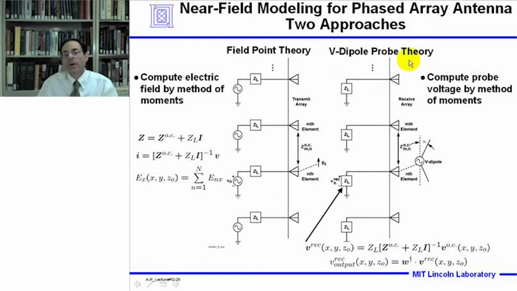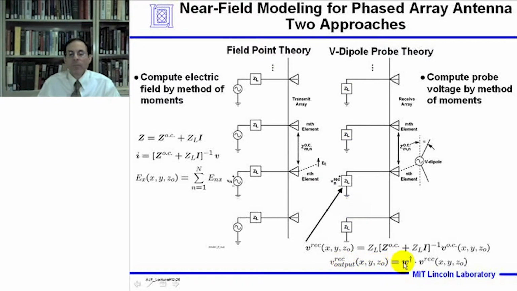Now in contrast, in the V-Dipole probe theory, which I'll be describing, we're computing the probe voltage by the method of moments, and the probe antenna is modeled as a V-dipole. We use a V-dipole in order to shape the radiation pattern to match an arbitrary practical near-field probe, such as a waveguide. So in this situation, the V-dipole is transmitting. We have a receive array. There's mutual coupling between the array receiving elements, and then there's a receiver connected to each of the elements, which has a load impedance, and we're computing the receive voltage at each of the elements in the array.